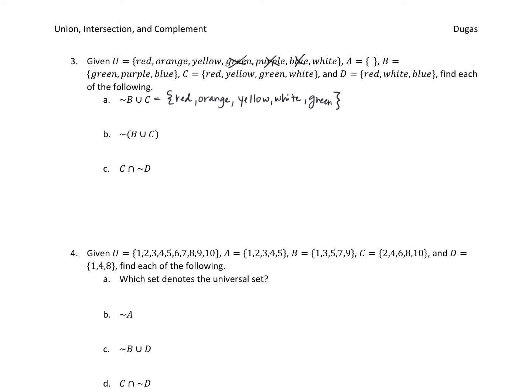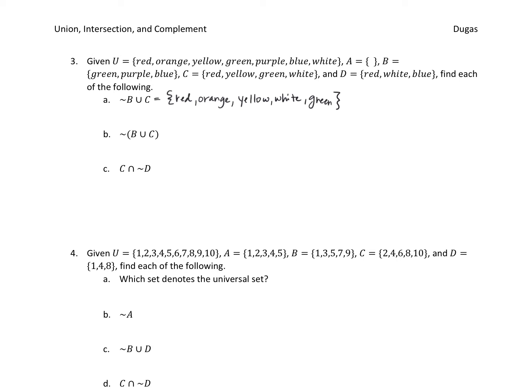Now part B, notice that I have B union C in parentheses, and then I have the complement outside of that. That's important. So the parentheses indicate that I should do the union first, and then I will take the complement of the union. So let's see what I get when I do that.